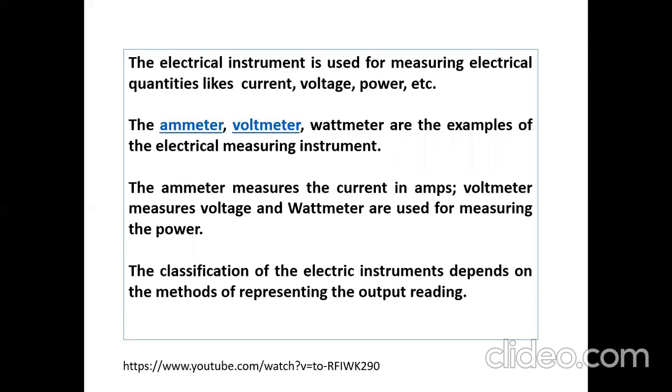Again, an electrical instrument is used for measuring electrical quantities like voltage, current, and power, etc. The ammeter is used to measure the current in amperes. The voltmeter is used to measure the voltage in volts, and the wattmeter is used to measure the power in watts. The classification of electrical instruments depends on the methods of representing the output reading. According to the output reading, the electrical instrument will be classified.